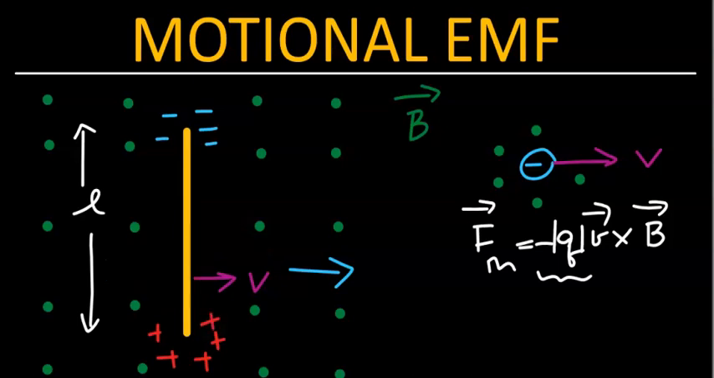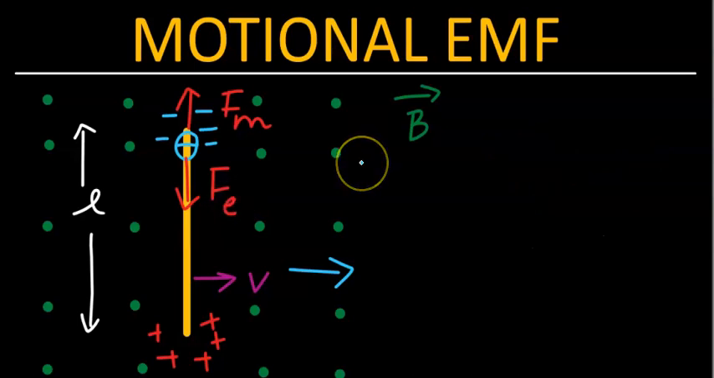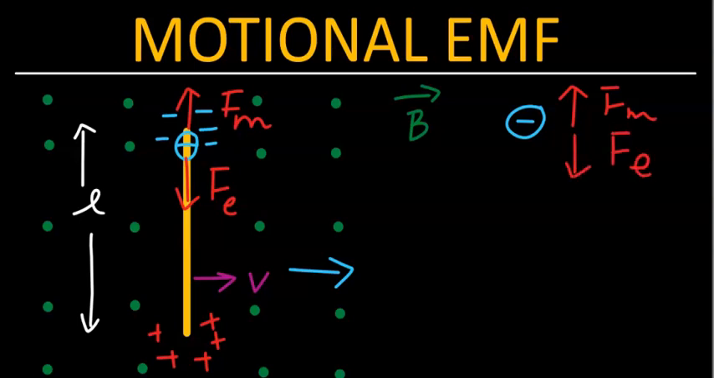Like that. So if you look at a typical negative charge at the top end of this rod, you see that there are two forces acting on this negative charge. One is the magnetic force that's pushing it upward, and the other one is the electric force that is attracting it downward. Let's call it Fe. And since that negative charge is stationary, the two forces balance out. The magnetic force in an upward direction is balanced by the electric force in a downward direction.